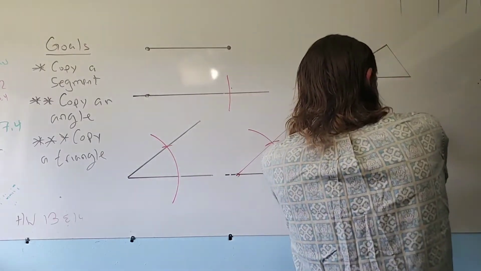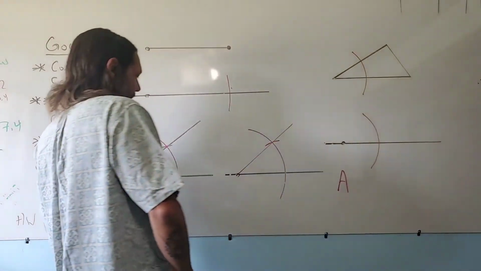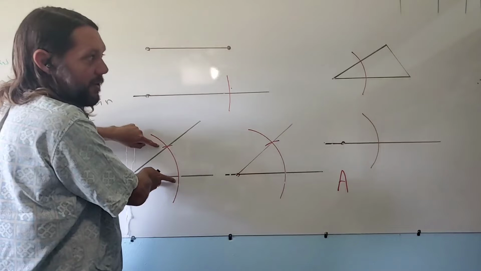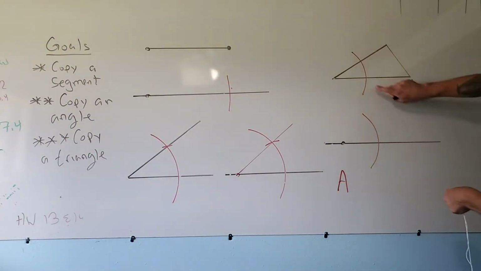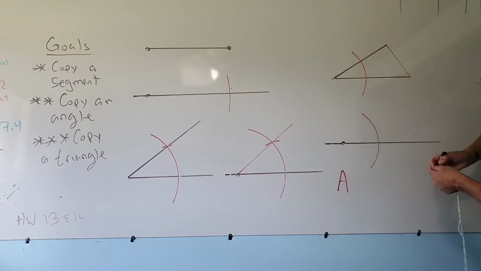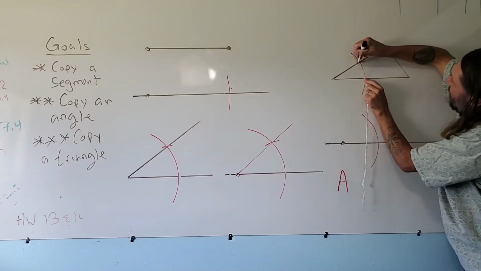Come down here, do the same thing. I'm sorry, I'm blocking your view. And then the next thing I did, like I did over here, is I have to measure how much the angle opens. So I can now measure how much this angle opens. Needle goes here, pencil goes here. This is a little tougher because it's a smaller angle. Let's see if I can do it.